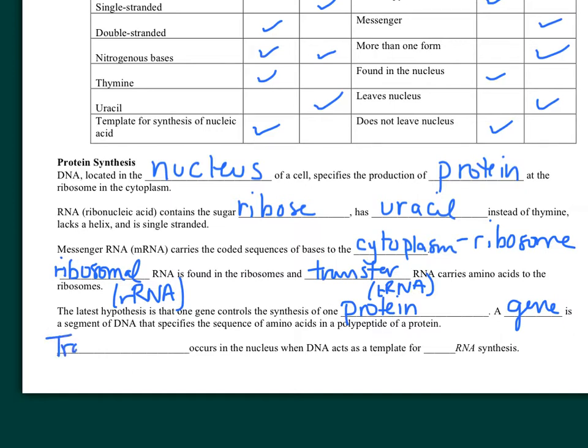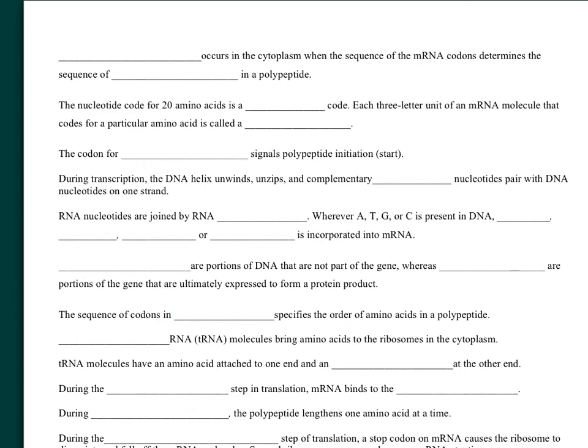Transcription occurs in the nucleus when DNA acts as a template for mRNA, or messenger RNA synthesis. Translation occurs in the cytoplasm when the sequence of mRNA codons determines the sequence of amino acids in a polypeptide.